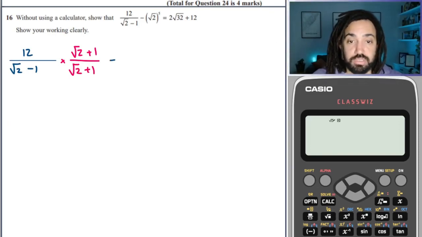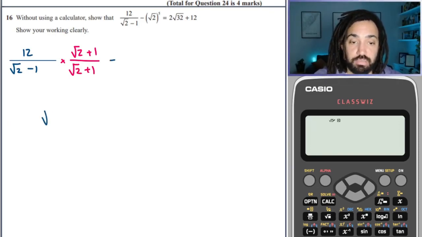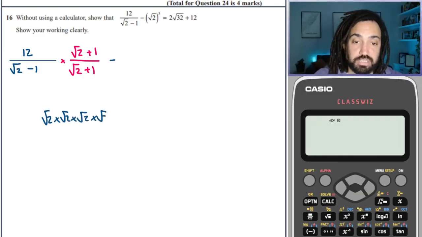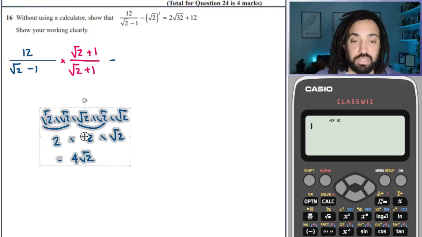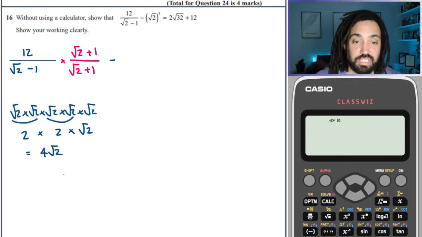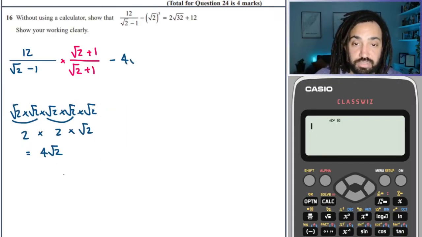And then afterwards, we're going to do root 2 to the power of 5, which looks like this. This makes 2, this makes 2, and then we've also got this root 2 on the end. So this is in fact 4 root 2, like that. Again, I might just leave that work in there because they've just asked for extra working, so why not? So minusing 4 root 2.